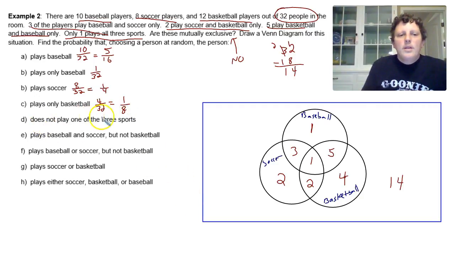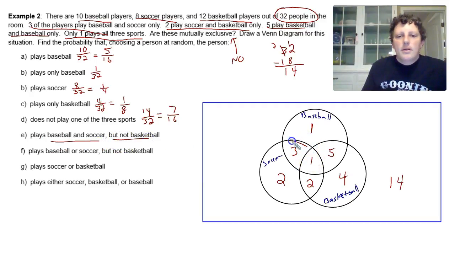Does not play one of the 3 sports. Well, there are actually a lot of people this time that don't play one of the 3 sports. 14 out of the 32 are out here and don't play any sports. That's going to reduce to 7/16.